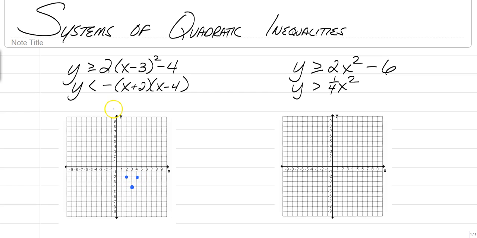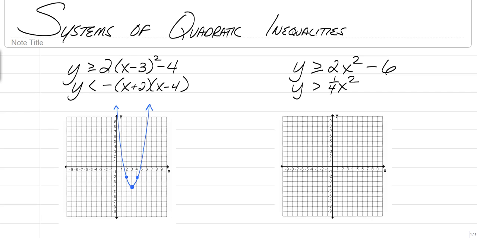And I'm just going to quickly sketch this graph. I'm not going to go into detail of all of the exact points. I'm just going to sketch the parabola. Now I want you to notice that I used a solid line. Just like when you're graphing linear systems of inequalities, if you have greater than or equal to or less than or equal to, you're going to have a solid line.